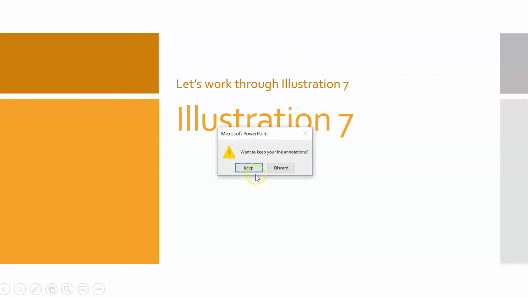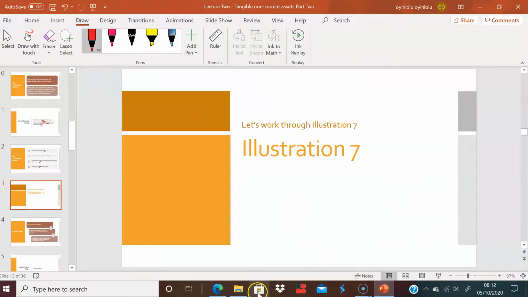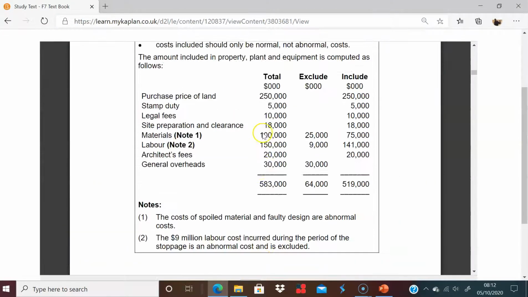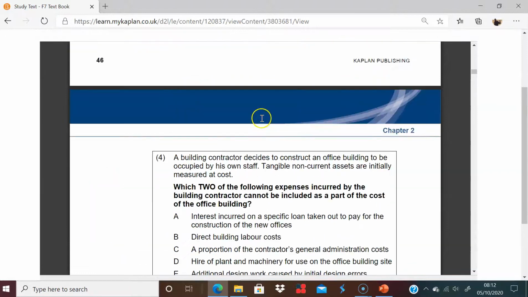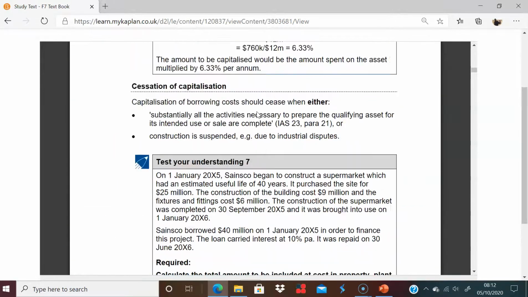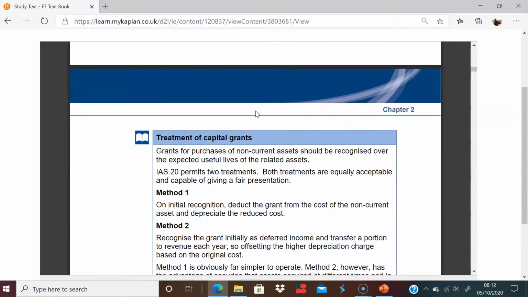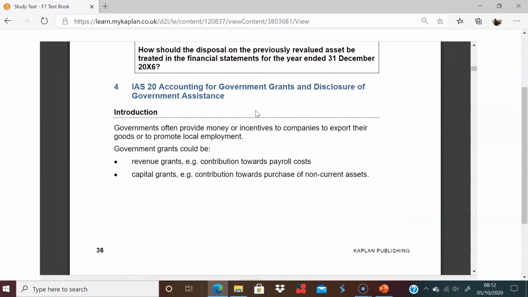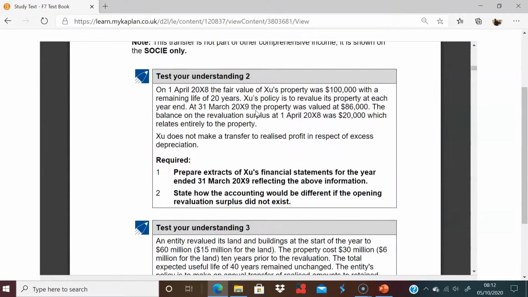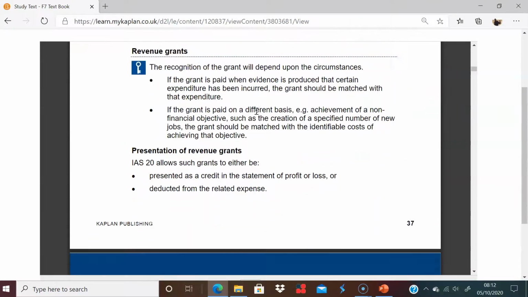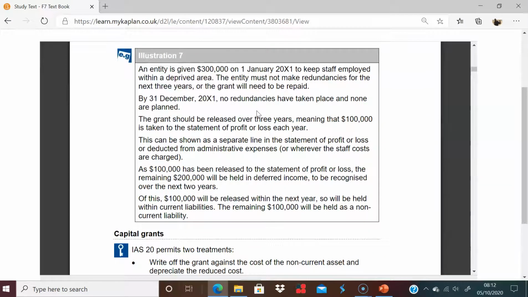I'm just going to go to the textbook. So you see this if you go to the textbook. Here we are. Textbook, illustration 7. Let's look at that quickly. Oops, sorry. Must be here. Yes, here we are. So it's just to show you what's going on.